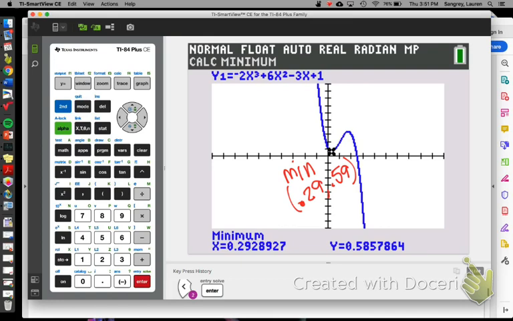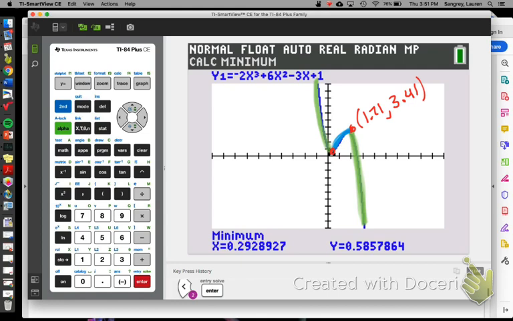So as far as the increasing and decreasing intervals, think of your roller coaster going from left to right. We are decreasing until we hit that minimum. Then we increase until we hit the maximum. And then we decrease again, all the way to infinity. So remember where your max and mins were. This was 1.71, 3.41. And the min was 0.29, 0.59.